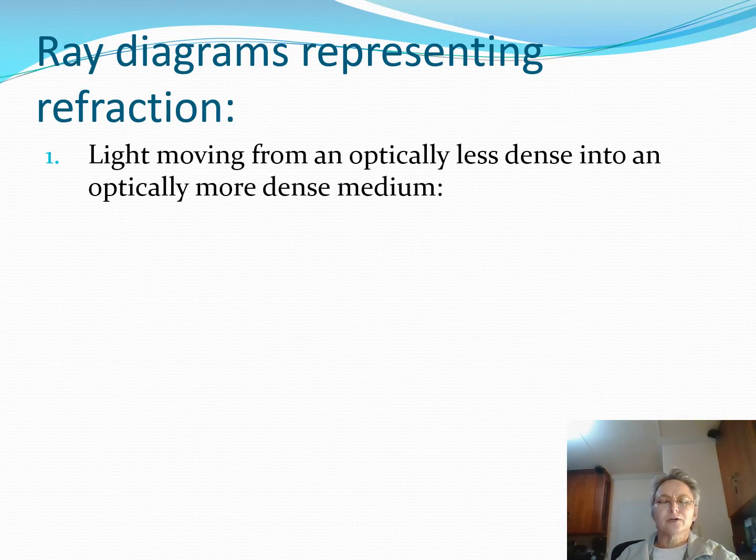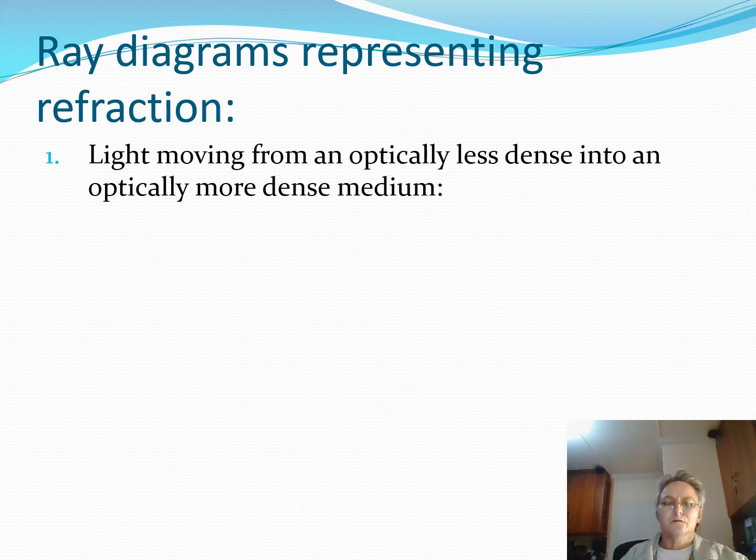So to draw a ray diagram we need a ruler and a pencil, and we need to be, in some cases, accurate, using our protractors to measure angles. In some cases we can just be neat. So light is moving from an optically less dense into an optically more dense medium. What will happen to the light?